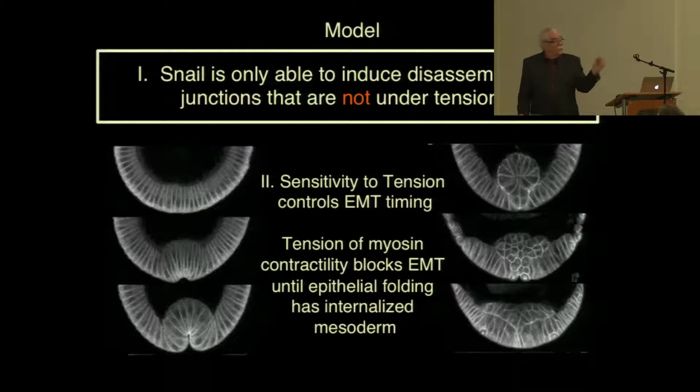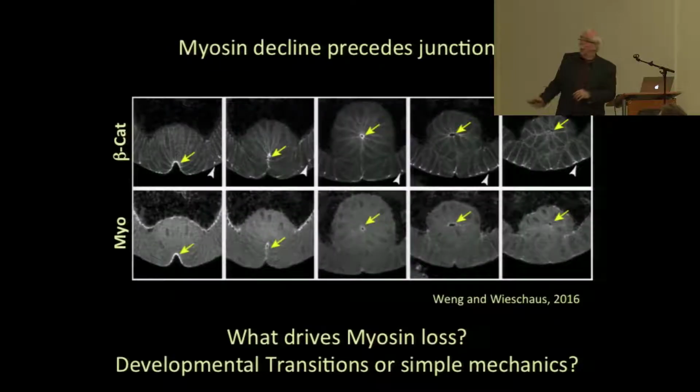And until the apical surface constricts down to 0, and until myosin is effectively lost, these cells cannot take their junctions apart.